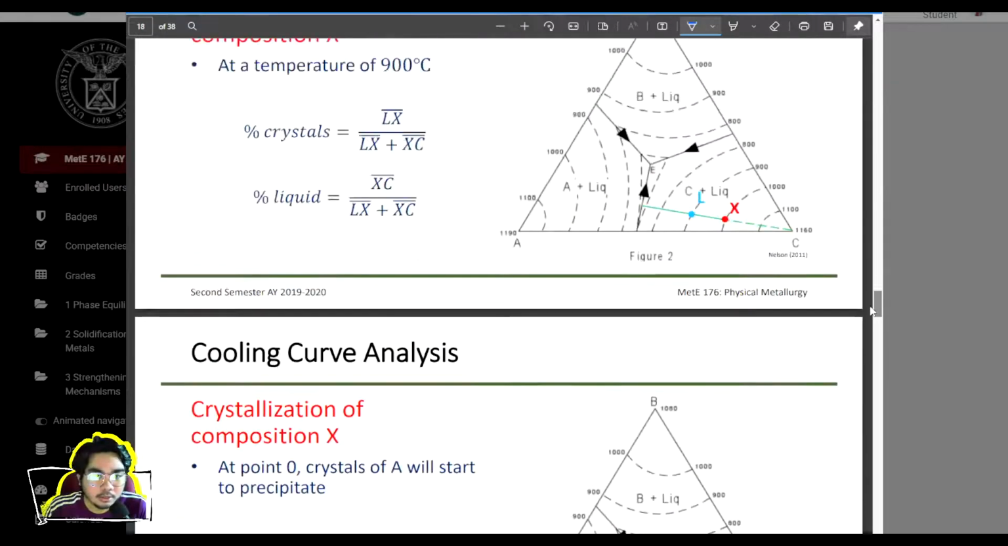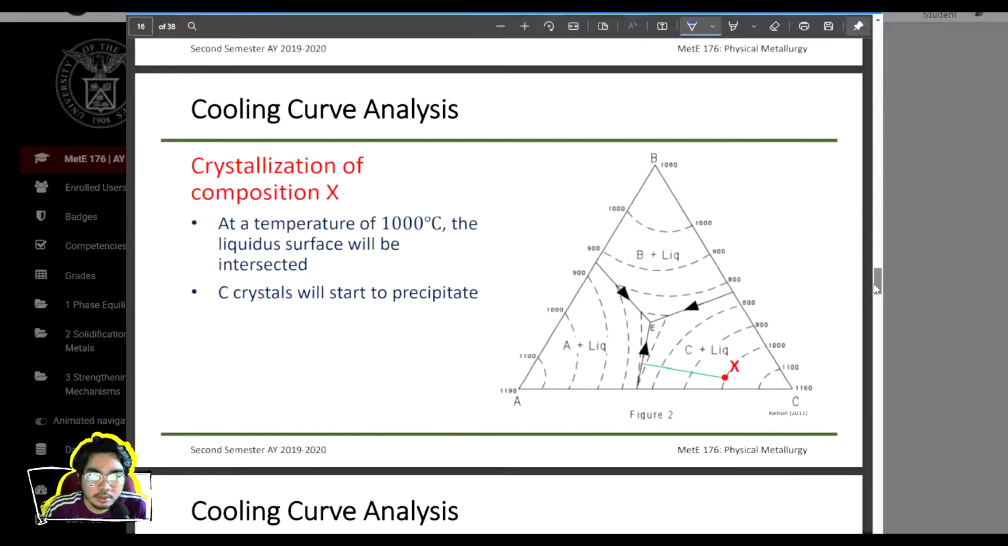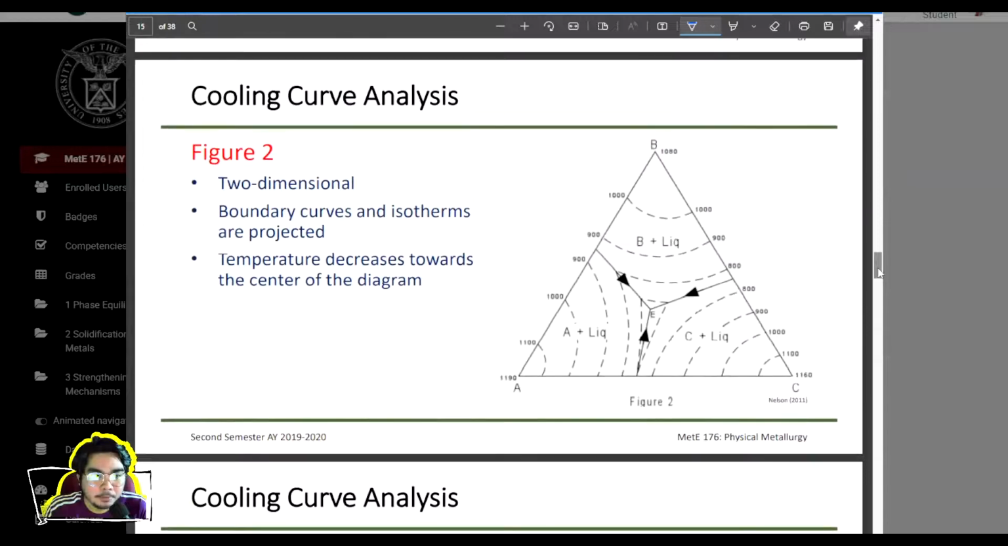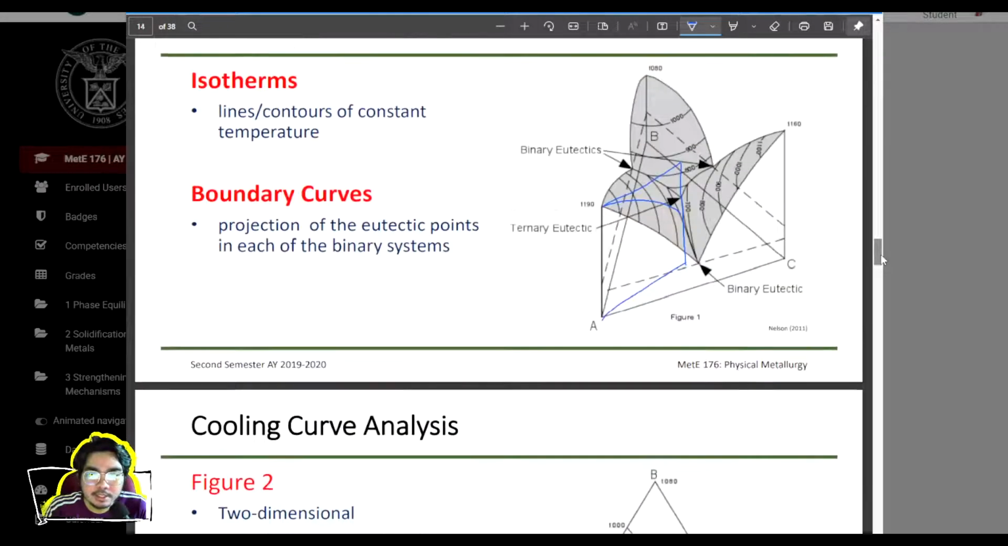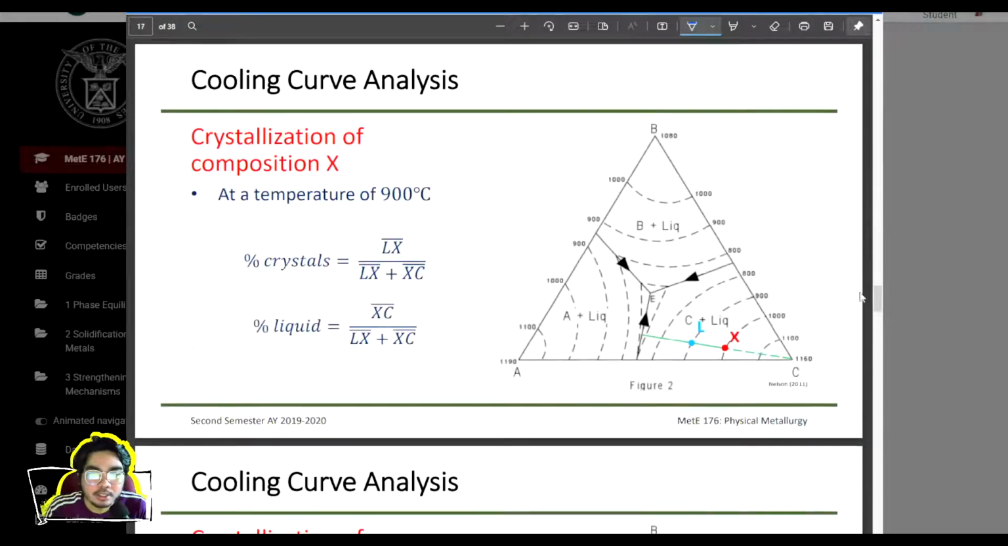So here, let's start with, say, a cooling curve analysis for a particular metal composition. So for example, our metal composition is X. I'll explain this so it's clearer, because this is a relatively new topic.